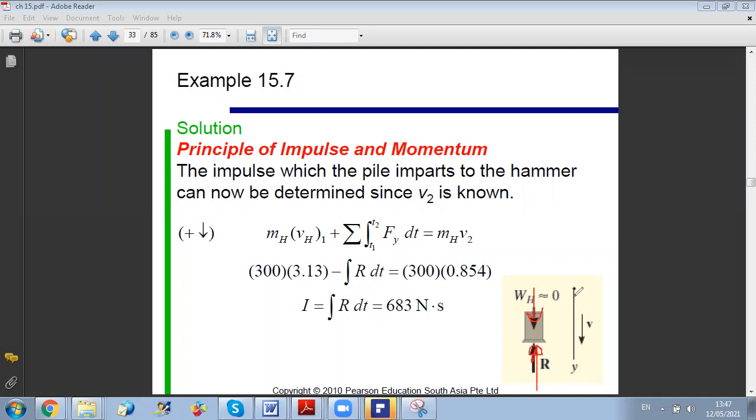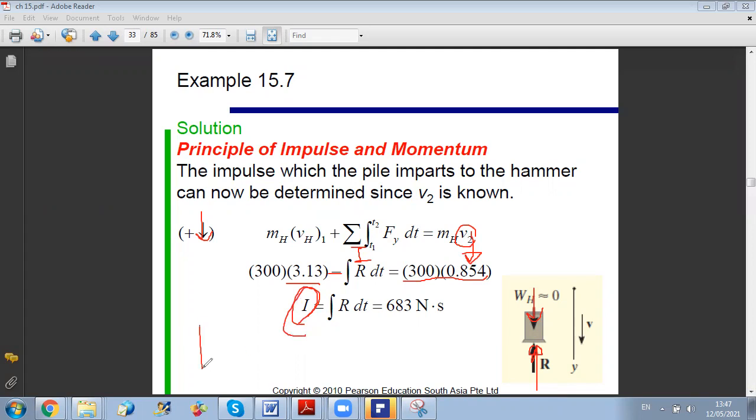So as you can see in the figure, if you consider the positive direction downward, you have plus mh vh1, where vh1 is positive. You can expect that the pile will act upward on it, so it's a negative value of the impulse, so it's minus the integral of R dt. Here I is the magnitude. This is why they put minus I, because they know that the impulse vector has a negative algebraic value. So minus I equals mass mh times the final velocity V2, which we replace by the value we got from the previous calculation. And from here, the only unknown will be the impulse in between.